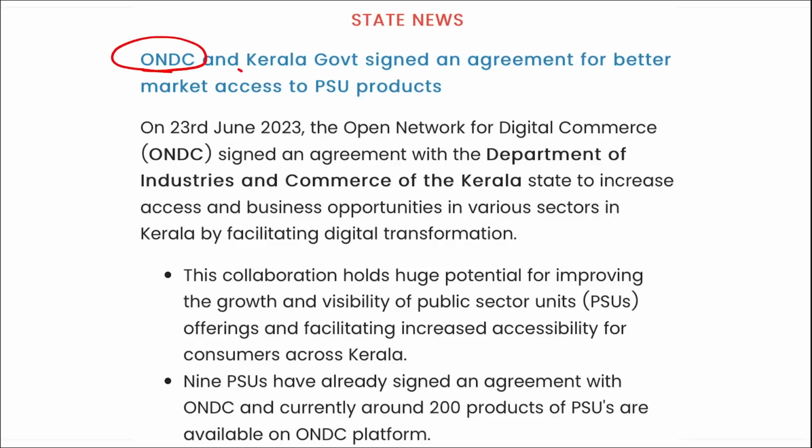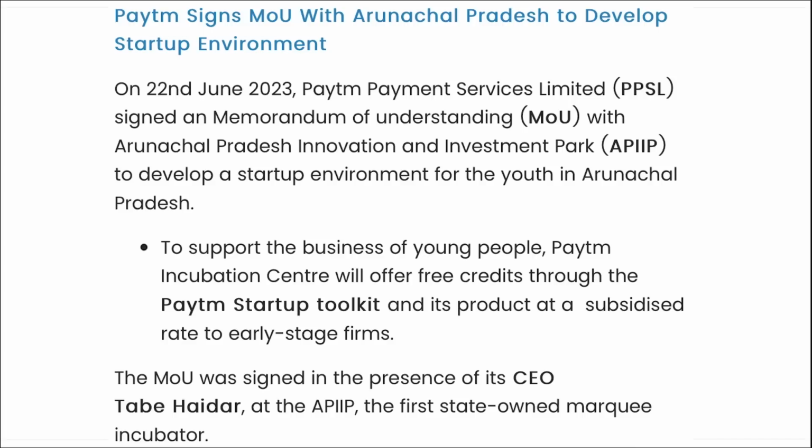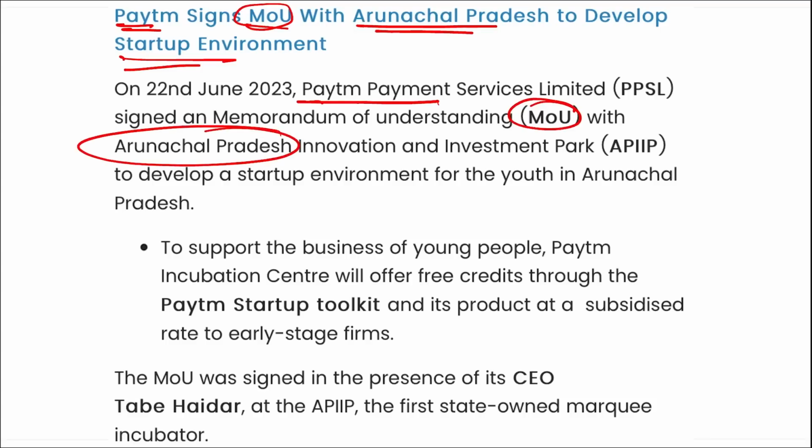Next, ONDC and the Kerala government signed an agreement for better market access to PSU products. And currently, around 200 products of PSU are available on the ONDC platform. Next is Paytm. They have signed an MOU with Arunachal Pradesh to develop the startup ecosystem. Correct? So it is Paytm that has tied up or signed an MOU with the Arunachal Pradesh government to develop their startup ecosystem. So these were your revision part.